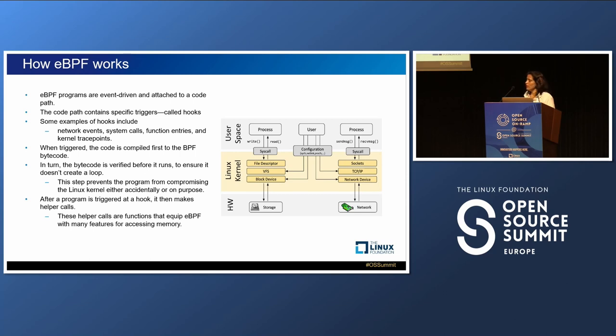So those things are being checked and verified by the verifier. Basically, it prevents the program from compromising the kernel or the system, accidentally or on purpose. And once the program is triggered at the hook, with the help of the eBPF framework and its helper functions, you can collect the data, and that data can be passed to the user space.